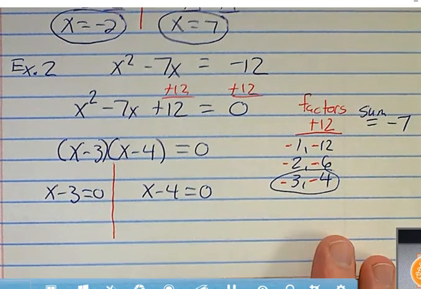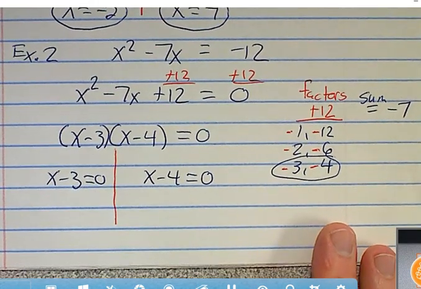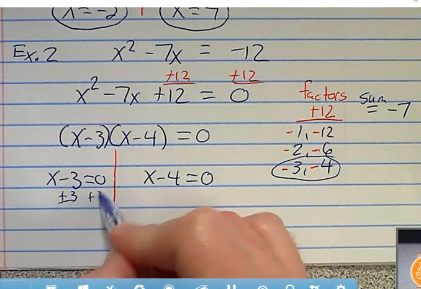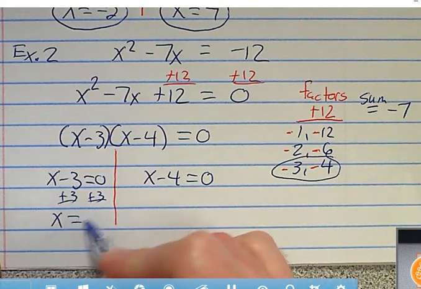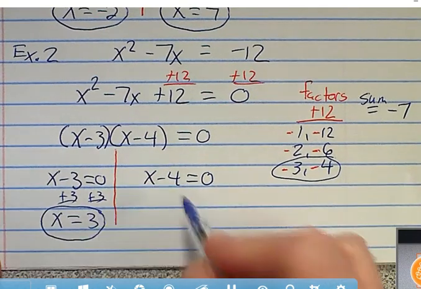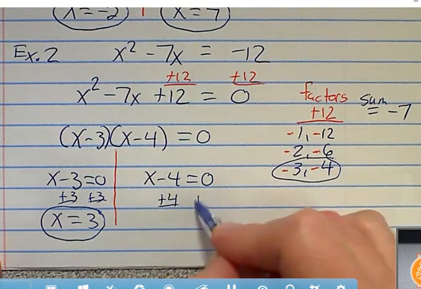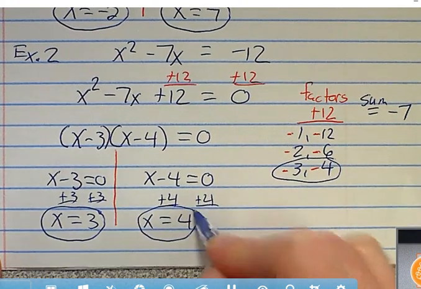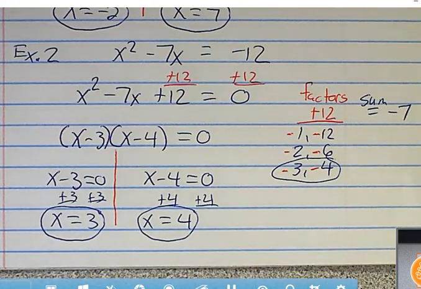Okay, and most of the time the solving is usually pretty short because usually you're just going to either add or subtract. This one you'll add 3 to both sides. So we've got x equals 3. This one will add 4 to both sides. So we've got x equals 4. Okay, and again, really for the most part, the solving should be pretty easy.